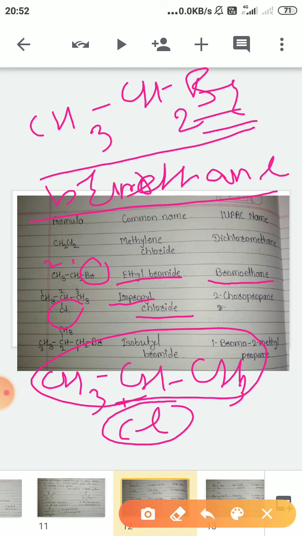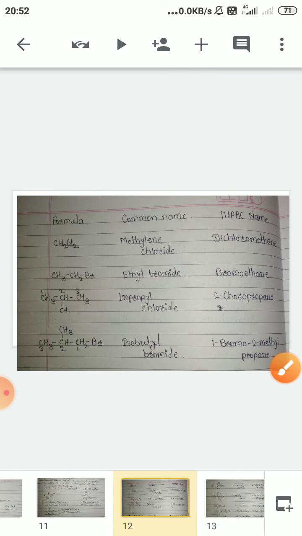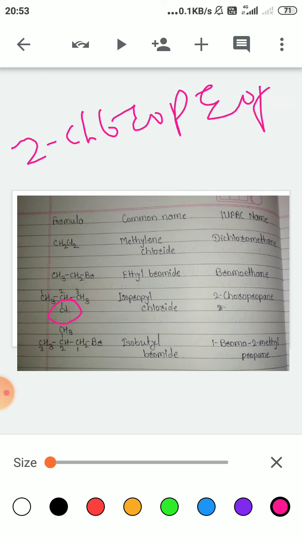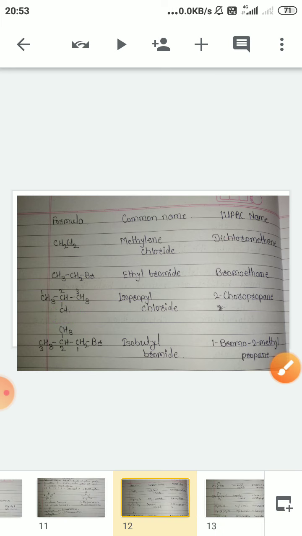In the same way, as it contains chlorine, in the IUPAC system it will be chloro, and as the position of the chlorine atom is second, the name of the compound is 2-chloro, and as it is a derivative of propane, the name of the compound will be 2-chloropropane. Now we'll see the next.